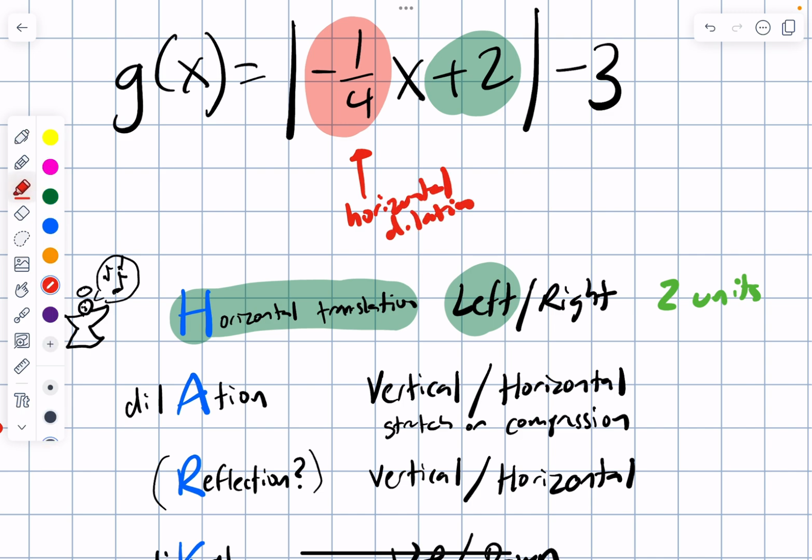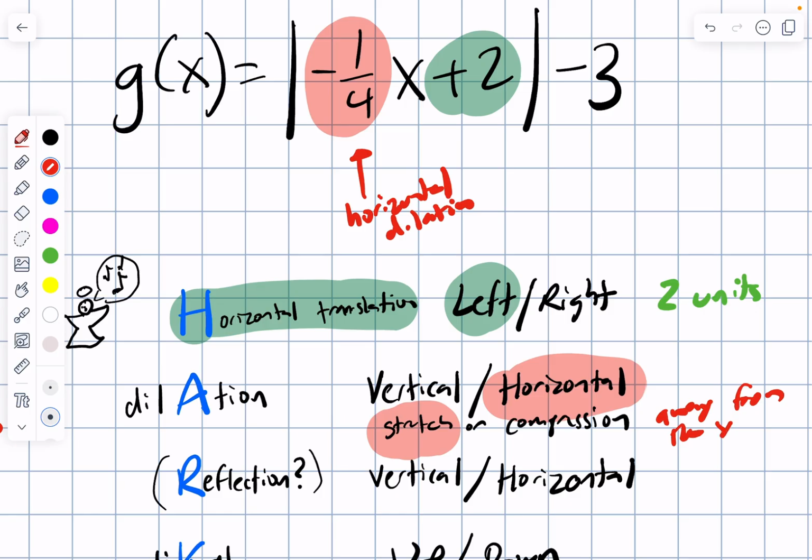So I do horizontal, and I know because it is a fraction on the inside, it's the opposite of what it would be vertically. This is a horizontal stretch. So stretching away from the y-axis. So even though we went 2 to the left, it's going to be stretched away from that by a factor of 1/4. So it's actually like quadrupling its distance. Instead of 2 times 4, it's going to be 8.